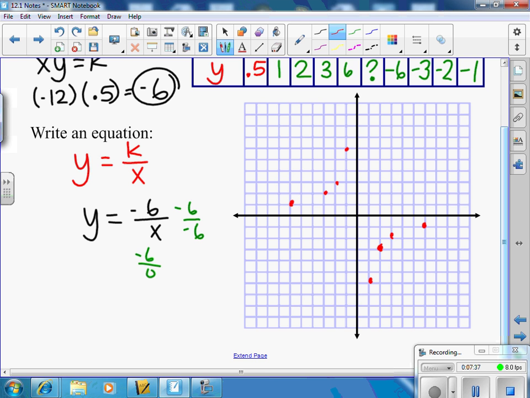And what happens is it comes up from negative infinity and it shoots up, and then it does the exact opposite down here. Starts at negative infinity, crosses through all those, and shoots up. So this is our graph for inverse variation.